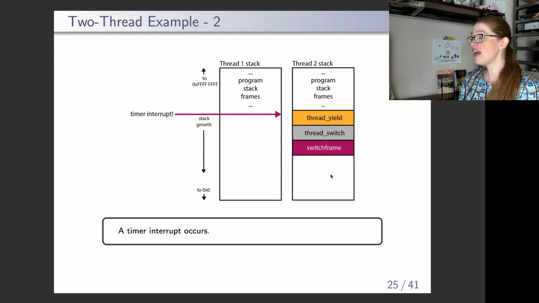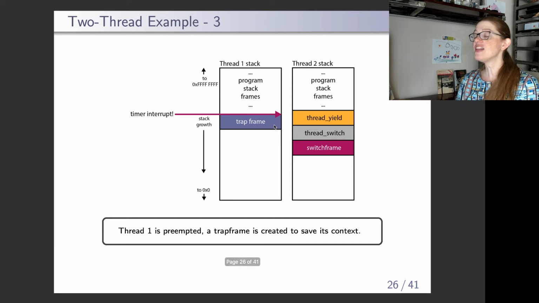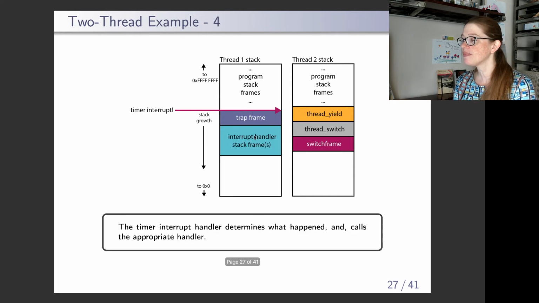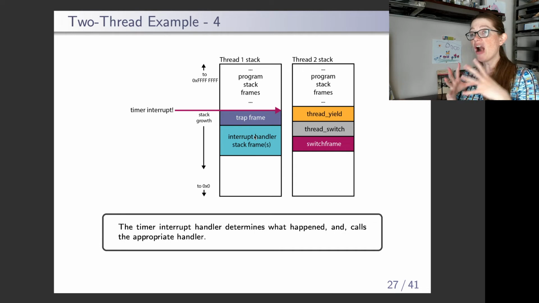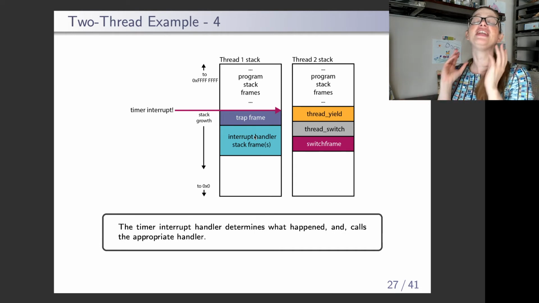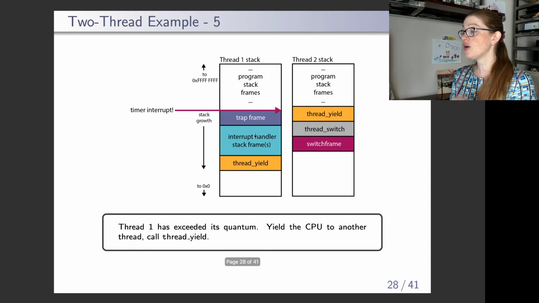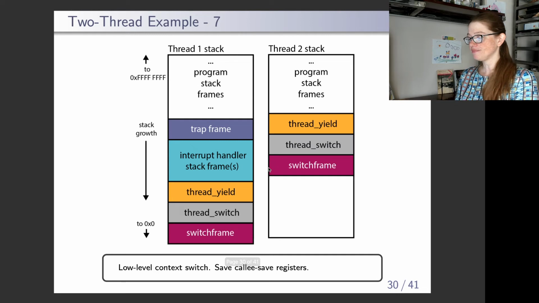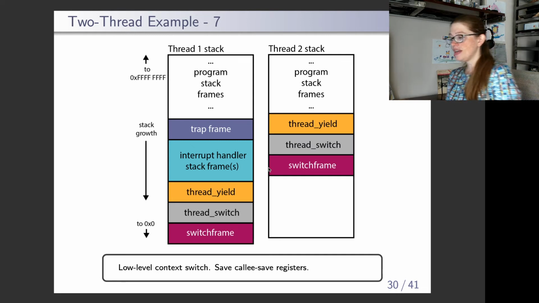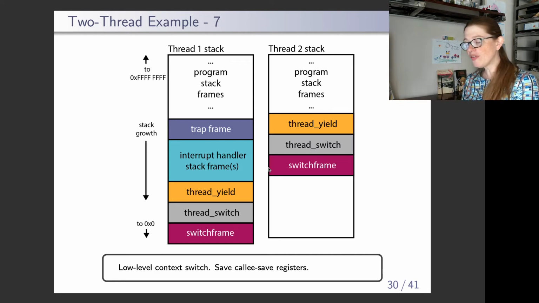All right, so we have an interrupt in thread 1. And so we get a trap frame because we need to save the state of the thread as it was running. The interrupt handler is now going to run. It's going to realize this was the clock that fired the interrupt. And now we're going to look at the scheduling quantum, realize it's expired. Okay, we need to do a context switch. So it calls thread yield, thread switch, and then the switch frame. All right, now this is of course going to do our low-level context switch.